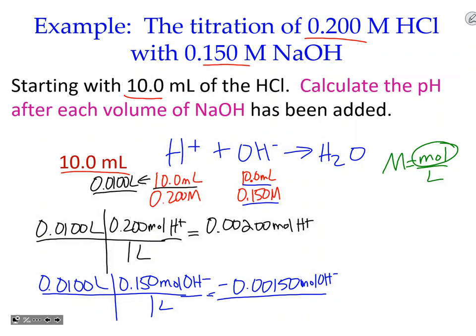So if we go ahead and subtract those, how many moles of the hydrogen will be left over? 0.00050 moles H plus, right? Because if one mole reacts with the other mole to give you water, you have a little bit of extra hydrogen hanging around.